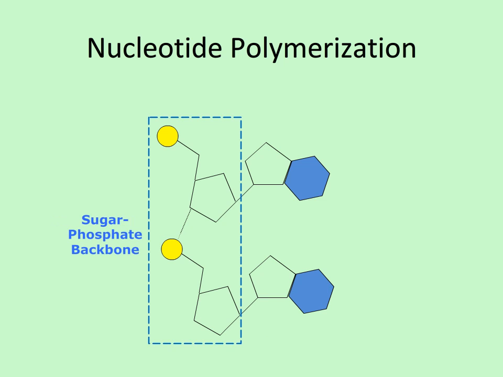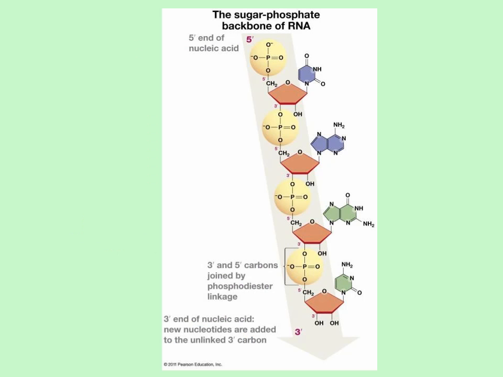As the phosphodiester linkage forms between the pentose sugar of one nucleotide and the phosphate of another, this forms a connected skeleton in the nucleic acid called the sugar-phosphate backbone. And as this diagram shows, nucleic acids are made up of many nucleotide monomers bonded together. One end of the nucleic acid is called the 5' end, as that is the direction the 5' carbon of the pentose sugar is oriented. The other end is called the 3' end.